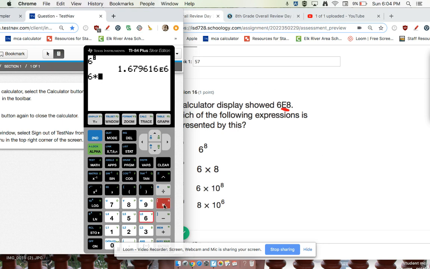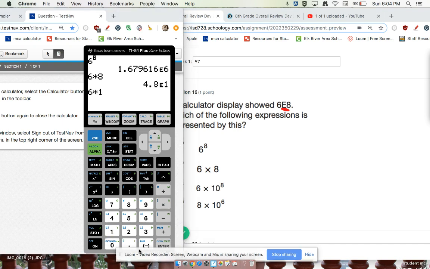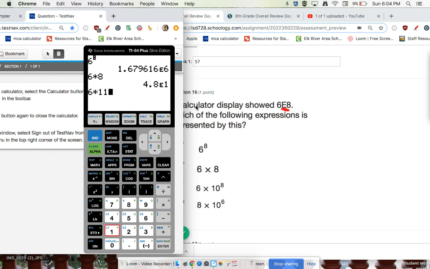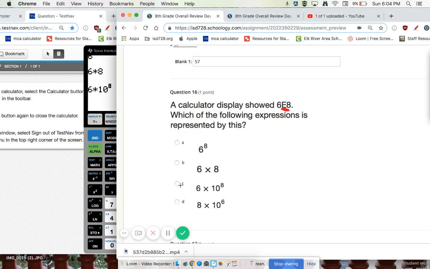Now I'm going to go 6 times 8, enter, 4.8 e to the 1. So that means times 10 to the first, which makes sense because times 10 to the first would be you move the decimal one spot, and 6 times 10 is 48. 6 times 10 to the 8, enter. Ooh, there's 6e8. Perfect, found it. So we found it.